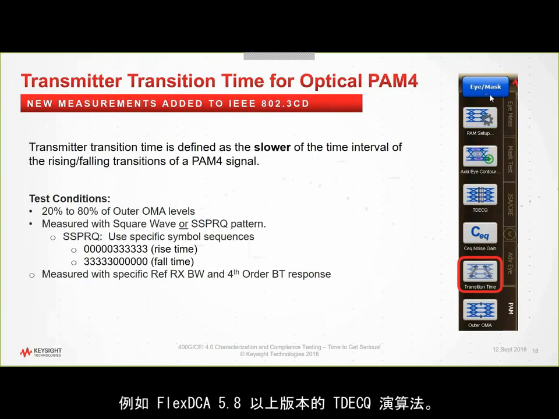As I mentioned, there's new transmitter transition time for optical PAM4. I just wanted to make sure that you were aware of that, and that it could be measured on the square wave or on a very specific region sequence for an SSPRQ pattern. So rise time, string of zeros to threes, and then fall time, a string of threes to the zero combination.